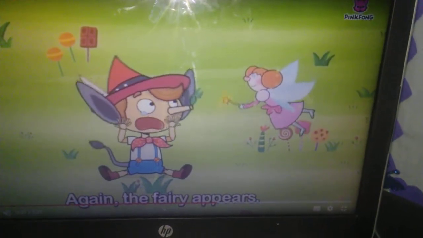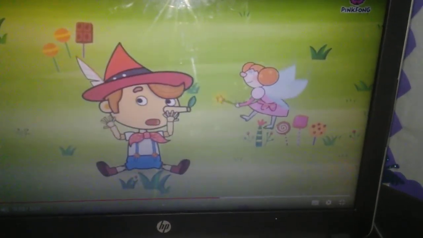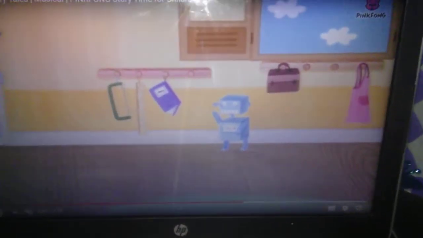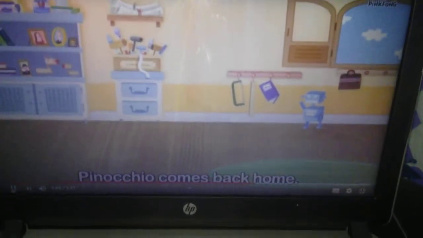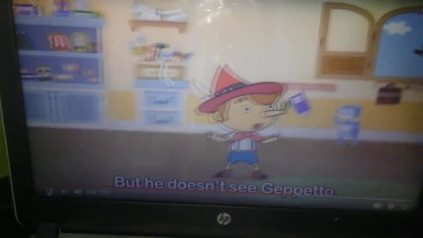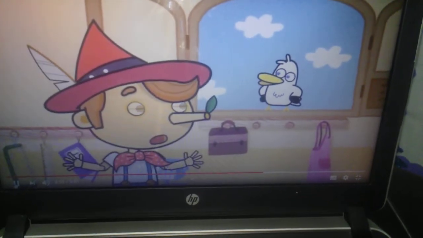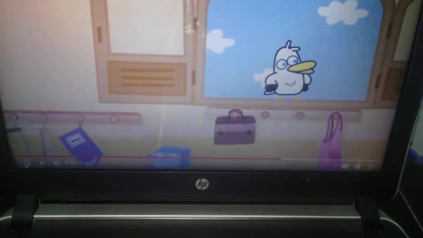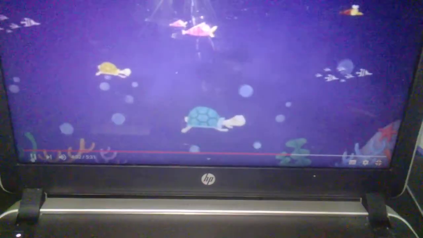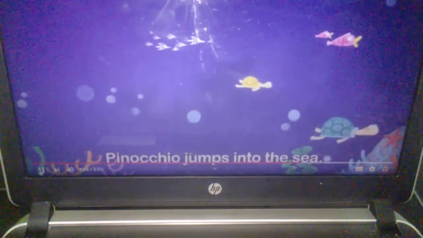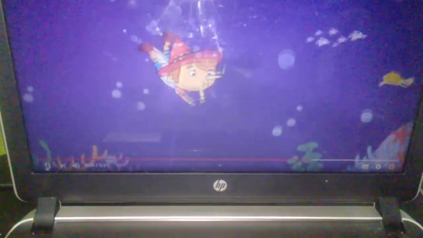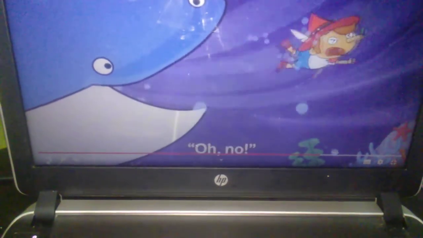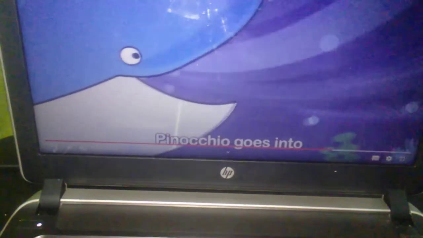Again, the fairy appears. She makes Pinocchio a wooden boy again. Pinocchio comes back home, but he doesn't see Geppetto. A seagull tells him, Geppetto was looking for you, and a whale ate him. Pinocchio jumps into the sea, and the whale comes and swallows him. "Oh no!" Pinocchio goes into the whale's stomach.